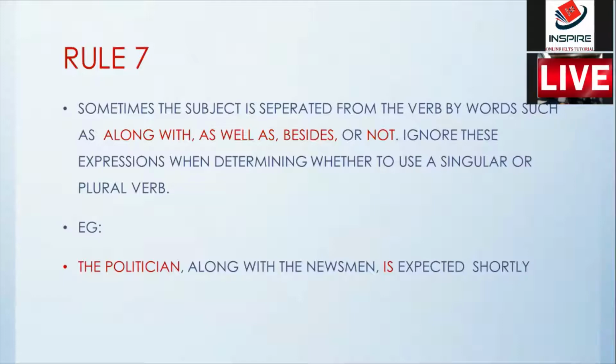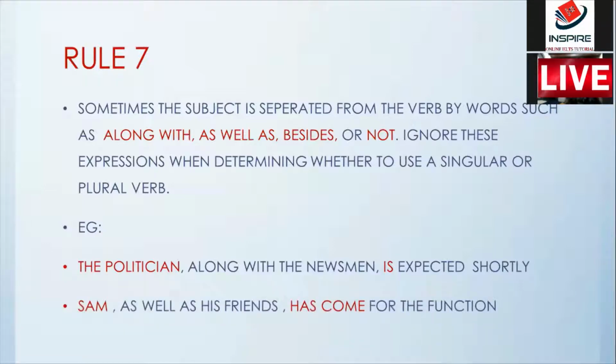Whatever comes with that, we need to just ignore it, and we need to be careful about what? We need to be careful about the subject used. The politician is expected shortly. That is what we need to concentrate on. We need to just ignore along with the newsman. Before this along with we will put a comma, and after along with the newsman, we will put another comma, in order to depict that it is separate. Okay, is it clear?